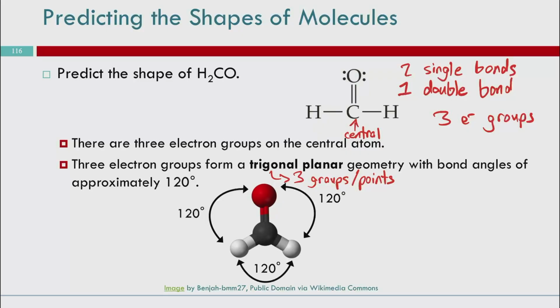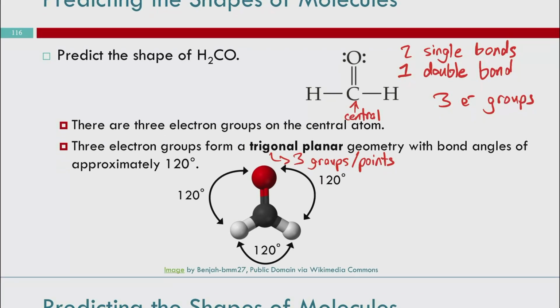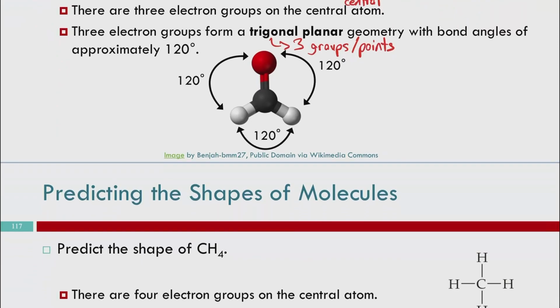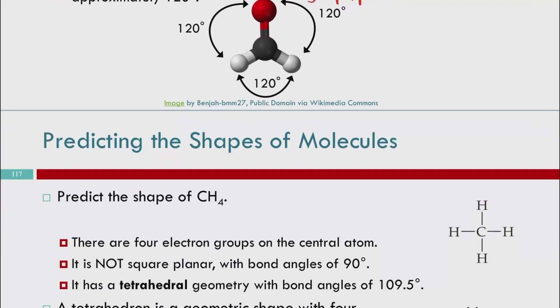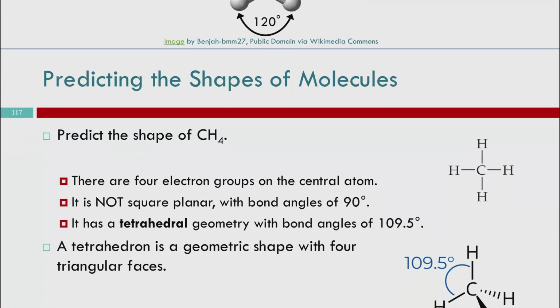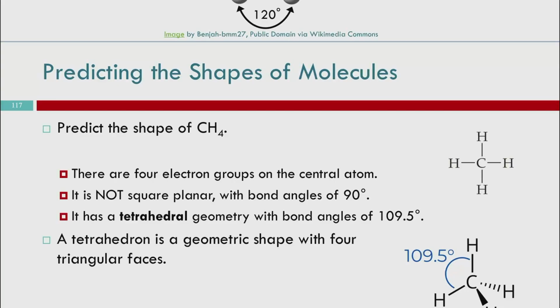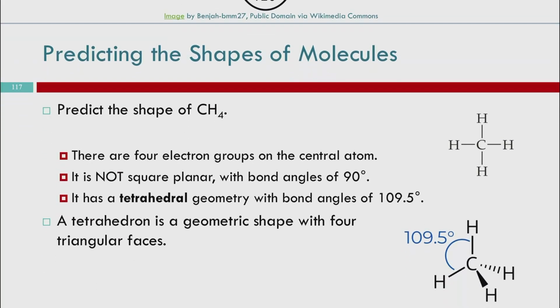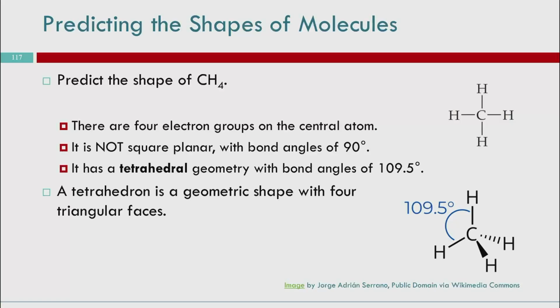So that's our trigonal planar geometry. And the bond angles for that are about 120 degrees. So between each of our groups, it'd be about 120 degrees. CH4, methane gas, has this Lewis structure. And this one is not square planar like it looks like, right? Because it's flat when it's on the board.